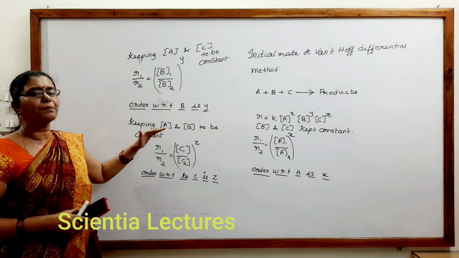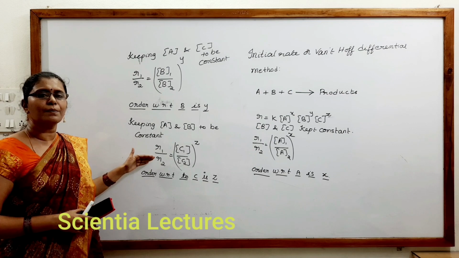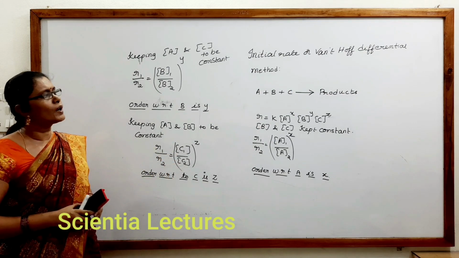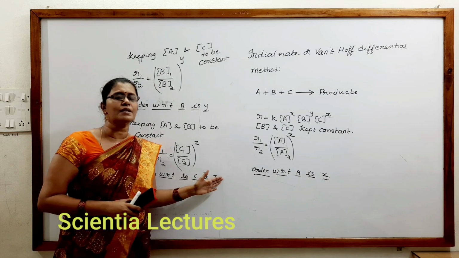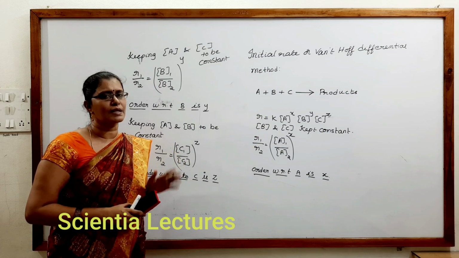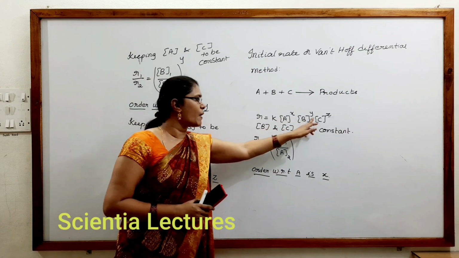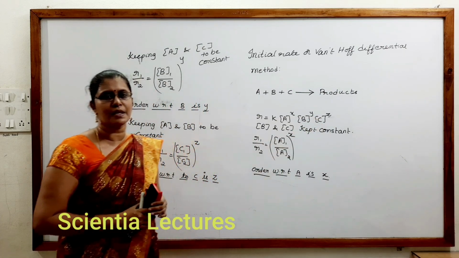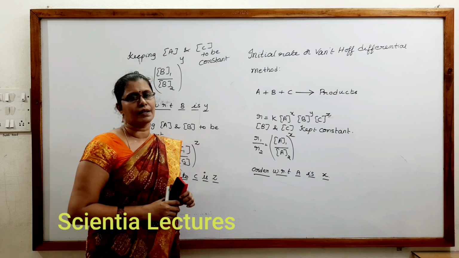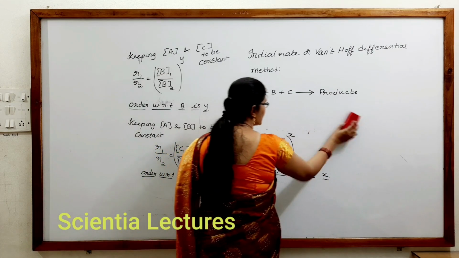Now keeping A and B concentrations constant, we took the change in the rate of reaction based on varying concentration of C, and we have found Z. What is the overall order of the reaction based on this? Order of reaction is the sum of powers of concentration terms in the rate law. We know that. So it must be equal to X plus Y plus Z. So the overall order of reaction is X plus Y plus Z.